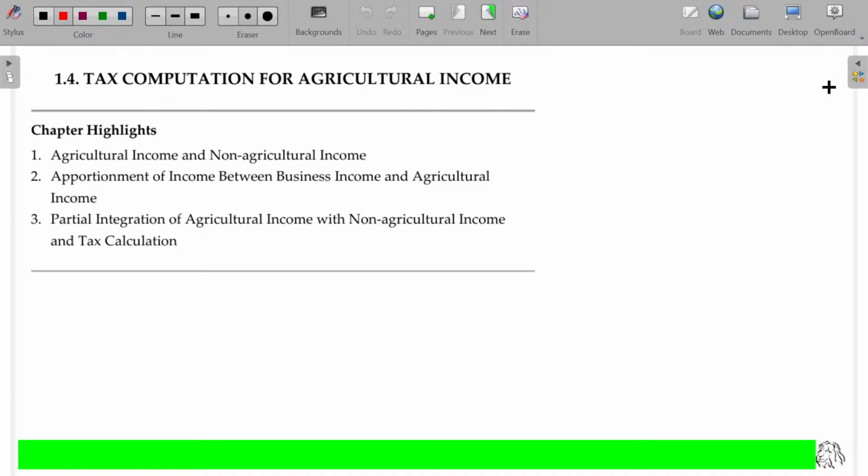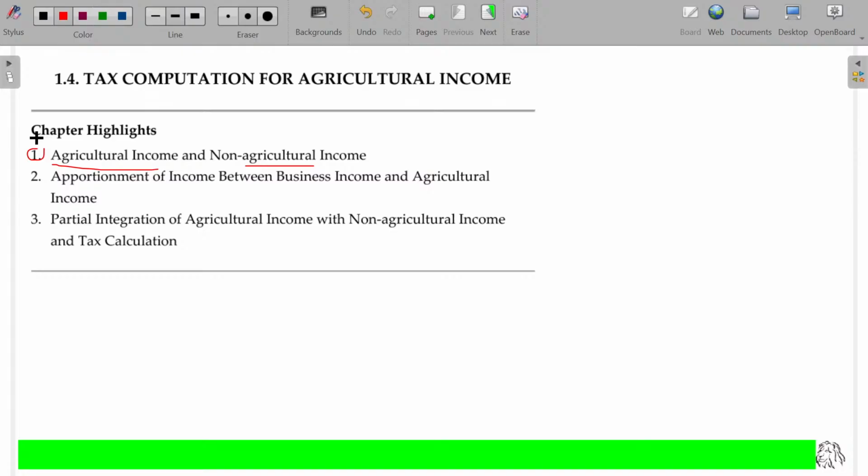Now, what are the things that are going to be studied? Agricultural income, non-agricultural income. So you have to understand what is called agricultural income, what is called non-agricultural income. There may be some combined income, that combined income has agri as well as non-agri too.